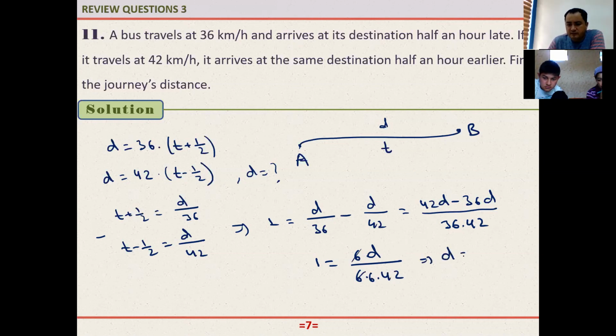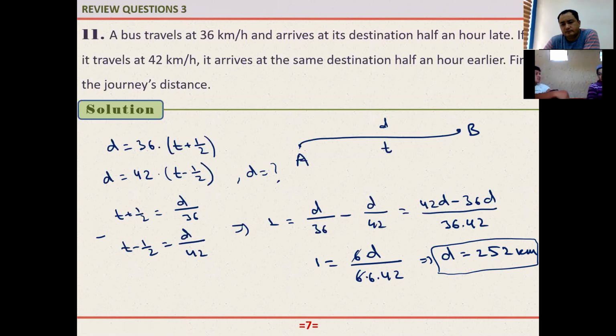From here, what is D? 6 times 42, 6 times 2 is 12, 6 times 4 is 24. It is 252 kilometers. So the distance between these two cities is 252 kilometers. Okay?